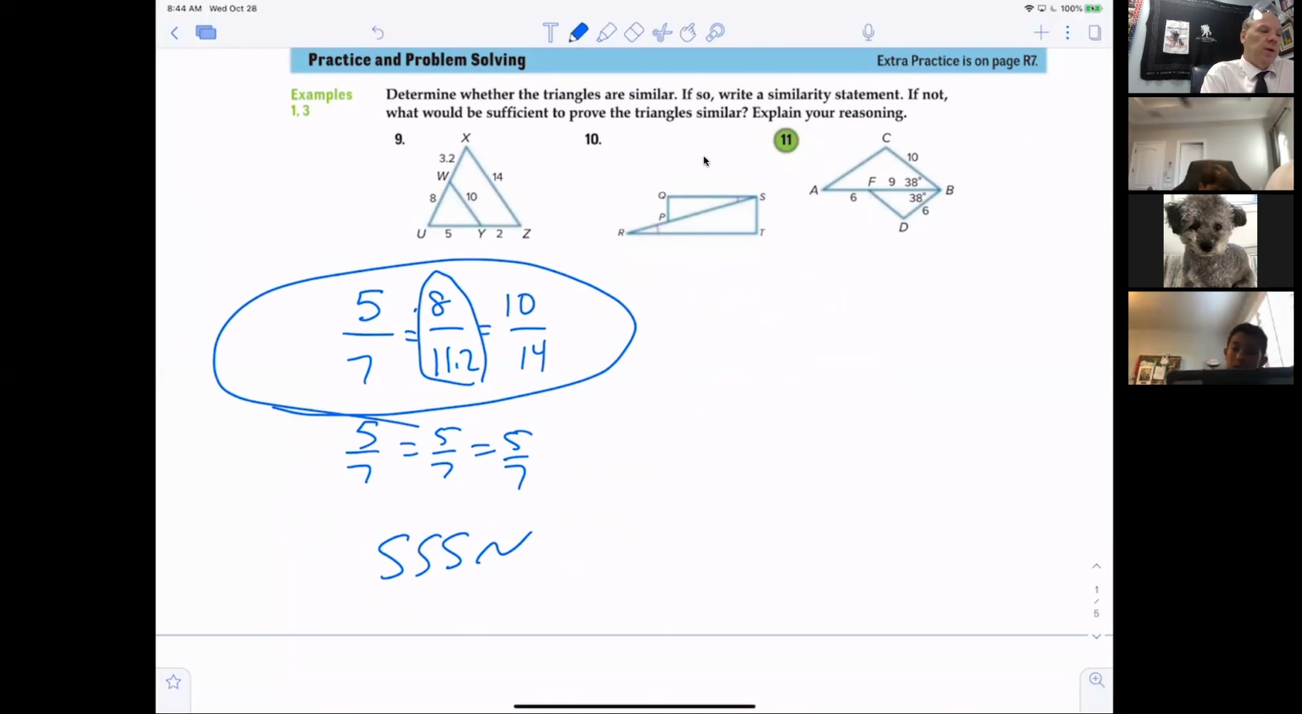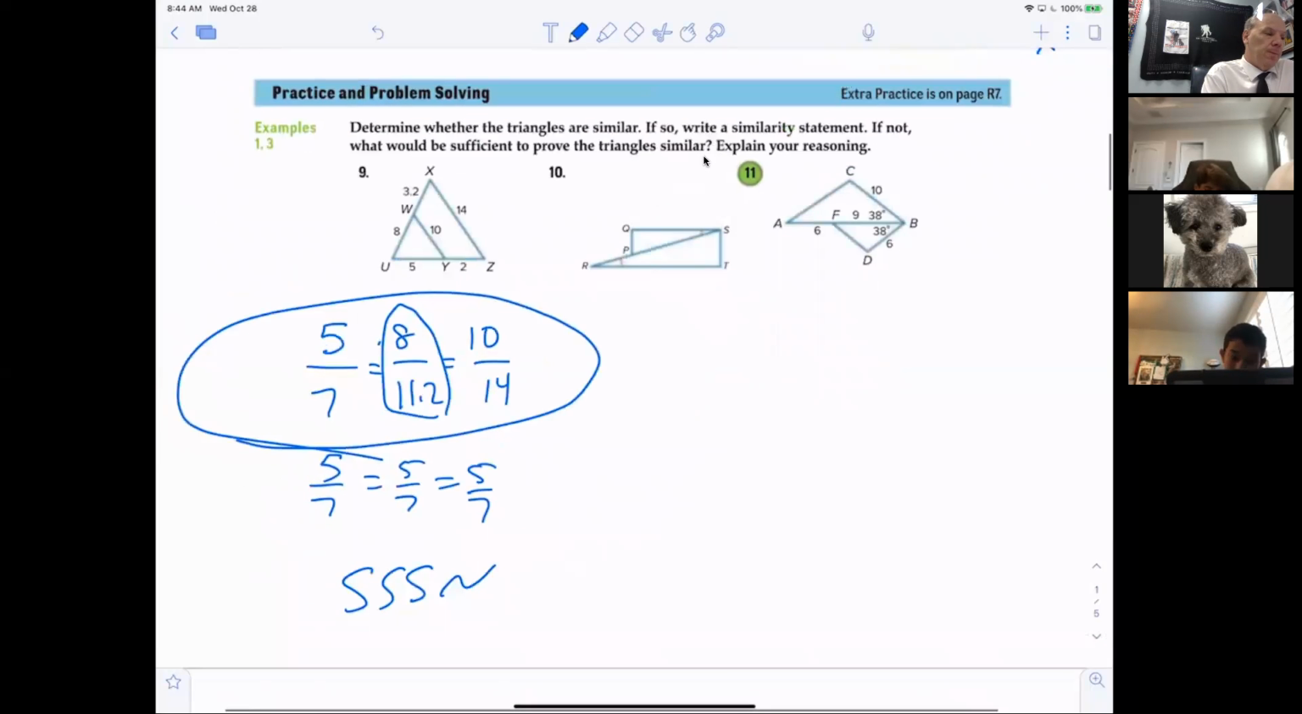The easiest way. Math, enter, enter. Convert 8 divided by 11.2 to a fraction. You got it now, right? Again, it's just reviewing how to use your calculator. It's been a while. All right, so on number 9.